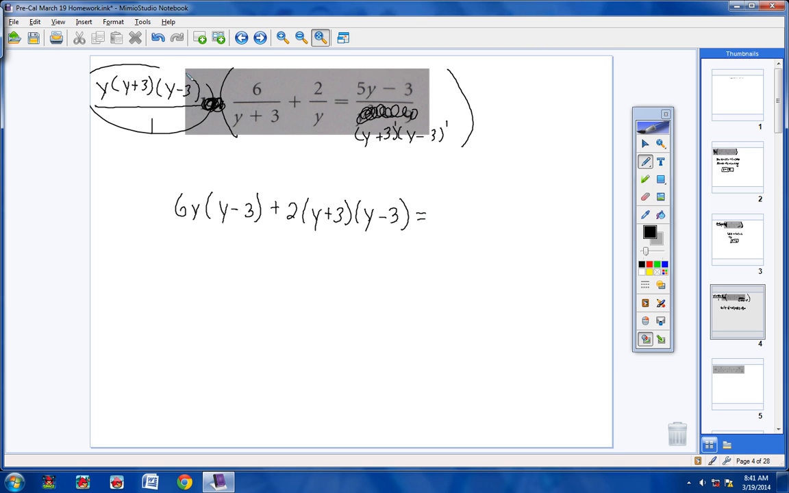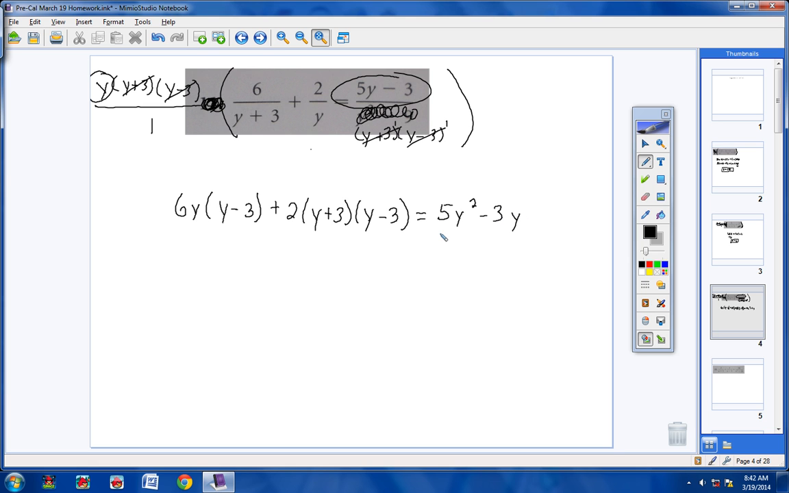Now we're going to take this fraction here times this fraction here. If you do that correctly, your y plus 3 and your y minus 3 are going to cancel with your y plus 3 and your y minus 3. And you're left with a y times this numerator right here. So we're going to take y times 5y. Hold on one second here. And then we're also going to take y times negative 3. So y times 5y is 5y squared, and y times negative 3 is negative 3y.